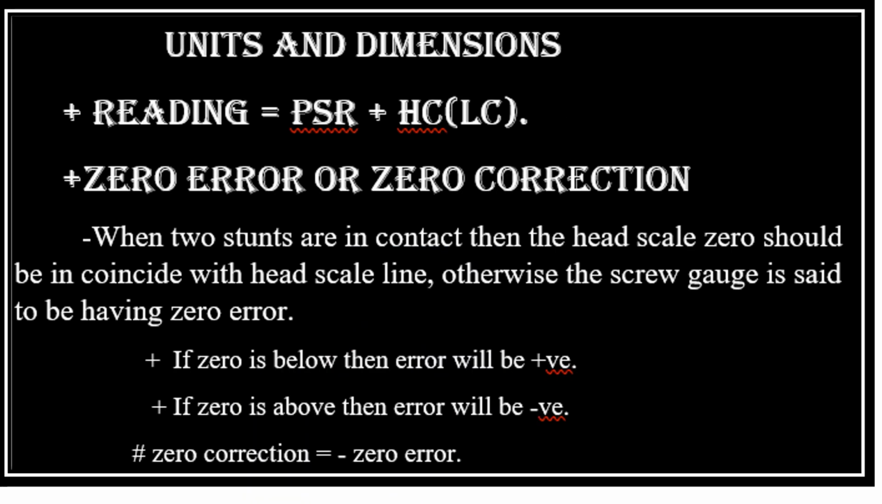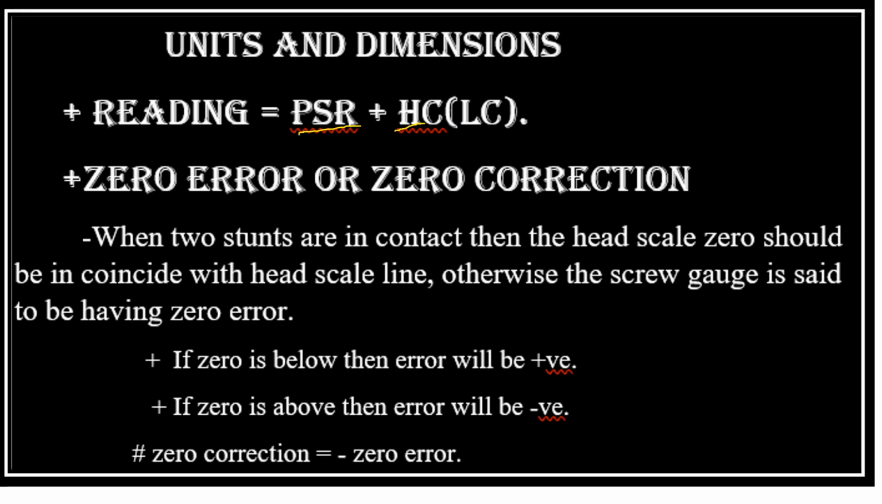Finally, coming to units and dimensions. Here the reading in the screw gauge is PSR, pitch scale reading, plus HC, head coincidence, into least count. Here also zero error or zero correction occurs in screw gauge. When the two studs are in contact, the head scale zero should coincide with the pitch scale line. Otherwise, the screw gauge is said to have zero error. Here also the same thing: zero correction will be the negative of zero error.